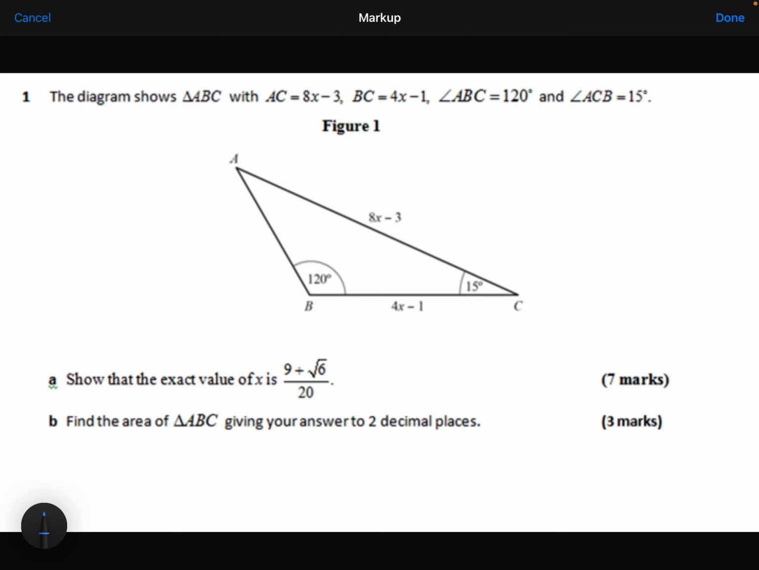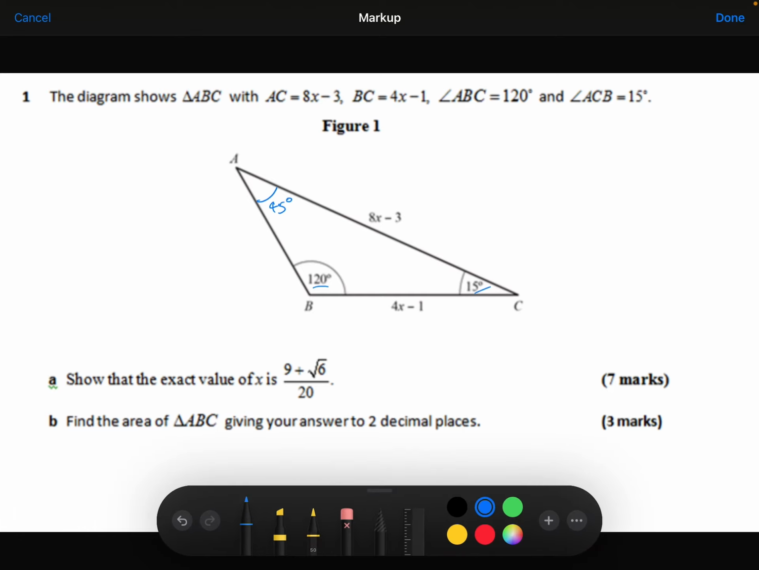So first thing I'm going to do here is I notice that this angle here must be 45 degrees, because I know that the angles inside a triangle add up to 180 degrees, and 180 take away 120 is 60, take away 15 is 45. Now I can use the sine rule because I have matching pairs. These match up and these match up. So I can say 4x minus 1 over sine 45 is equal to 8x minus 3 over sine 120.